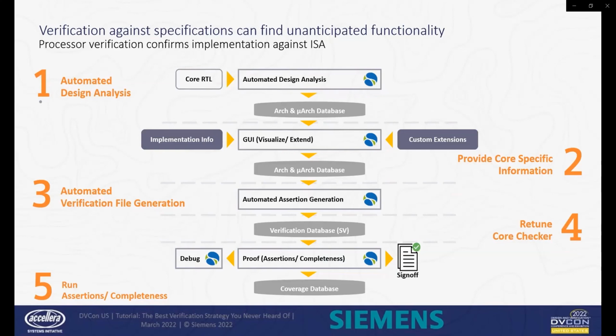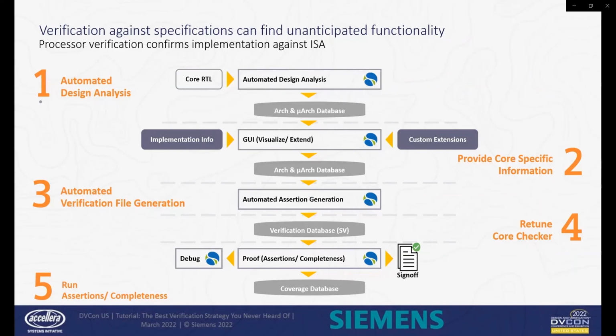A normal formal verification of a processor model will have a design analysis engine. Assertions are then generated based on the design. These assertions not only cover the standard processor model, but also any custom extensions that you may have added. You then end up with a full database that contains everything pertaining to the ISA of your core and to the verification of your core.